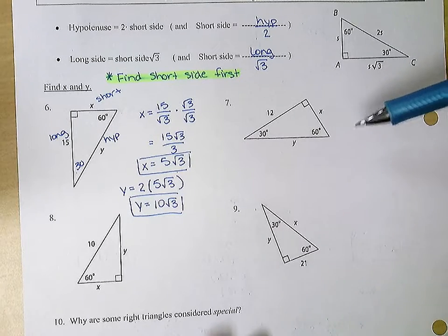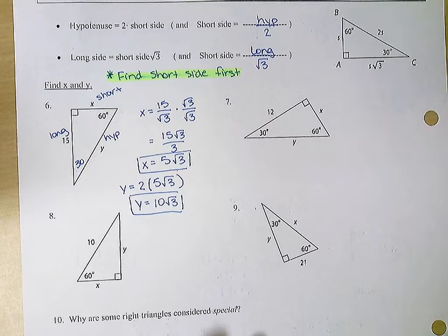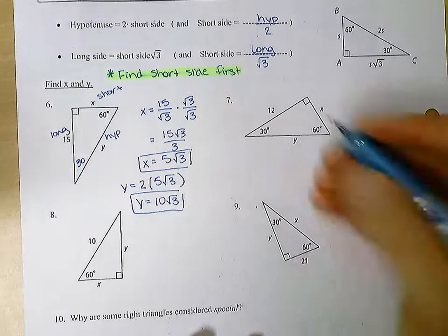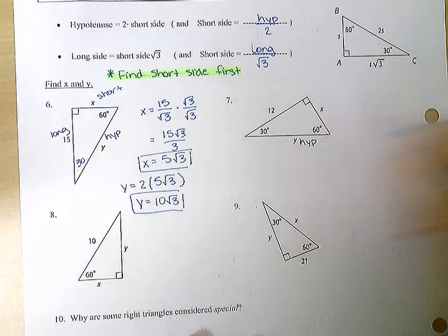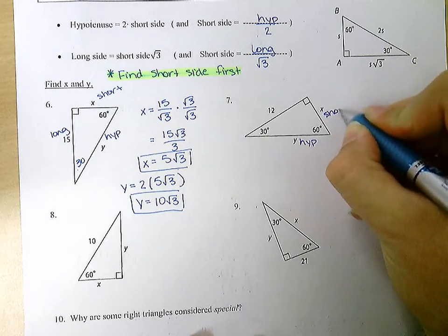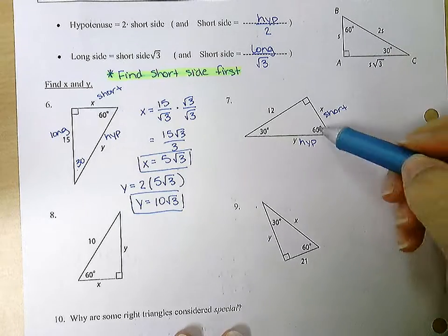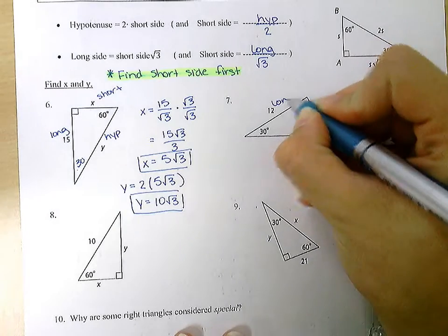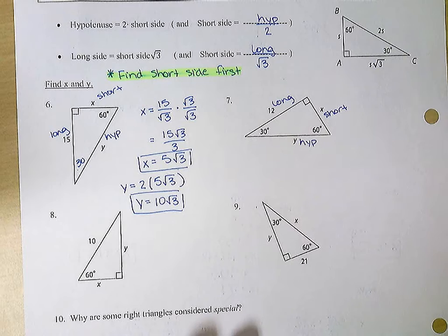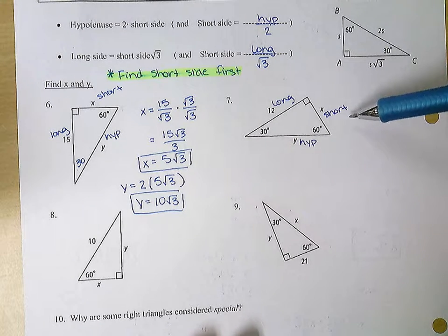All right, let's look at 7 then. So again, labeling the sides. Always start with labeling the sides. Don't skip that step. I have my hypotenuse here. Short side is across from the 30-degree angle. If you just want to write S instead of short, you can do that. Opposite 60-degree angle is the long side. So again, I'm not given the short side. That's one of my variables.